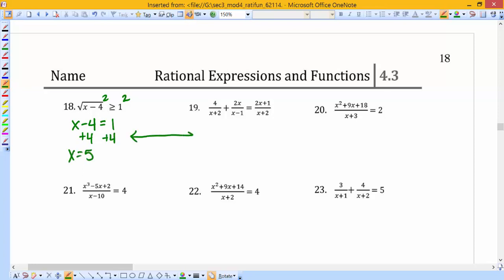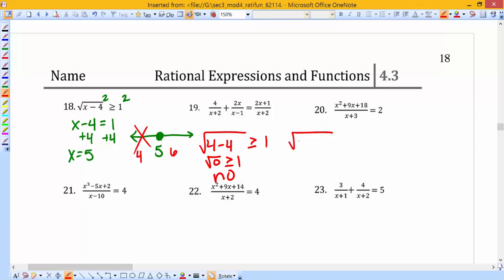Now I'm going to test on a number line. Here's 5. It gets a closed circle because it is greater than or equal to. Now I'm going to test a value. I'm going to test 4 and I'm going to test 6, and I'm going to plug those into my original inequality. So I have the square root of 4 minus 4 must be greater than or equal to 1. Well, what is 4 minus 4? That's 0. Is the square root of 0 greater than or equal to 1? No. So this piece does not work.